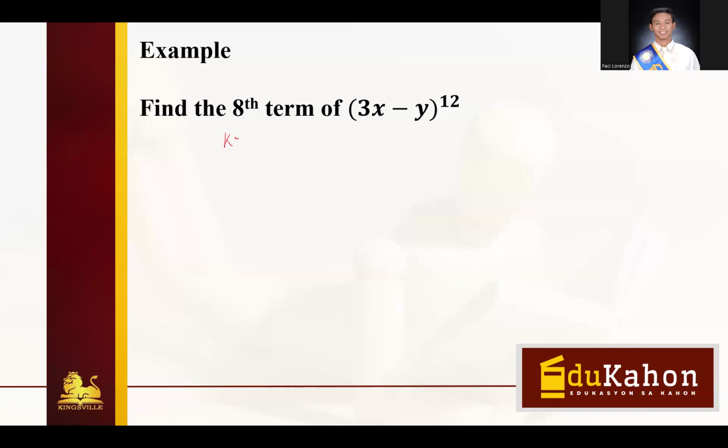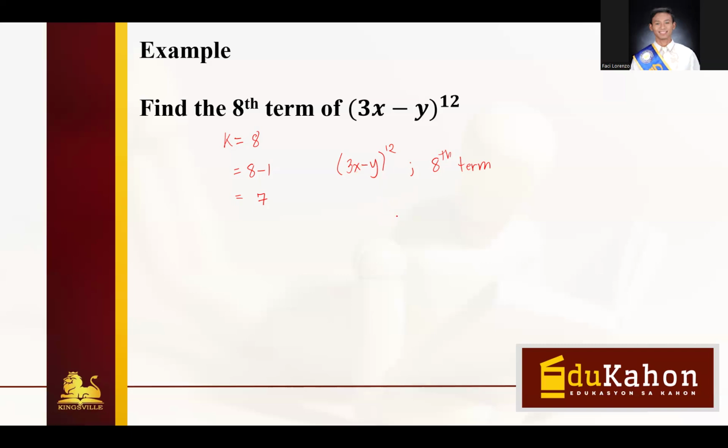So, if k is equal to 8, we need to subtract it by 1. Okay? So, this should be 8 minus 1, and this is equal to 7. And we try to use the formula for binomial expansion. So, if you try to write (3x minus y) raised to 12 and find the eighth term, we need to use the value of x and y. For your x, that is 3x, and your y is also equal to y.